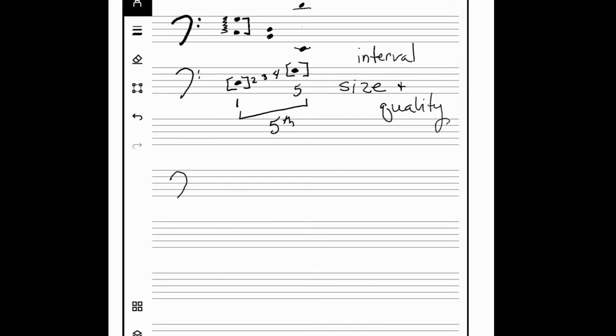All right? If I take that interval that I had at the top, which was a B to a D, and I say, how many letter names does it span? There are 3 letter names. This is a third.